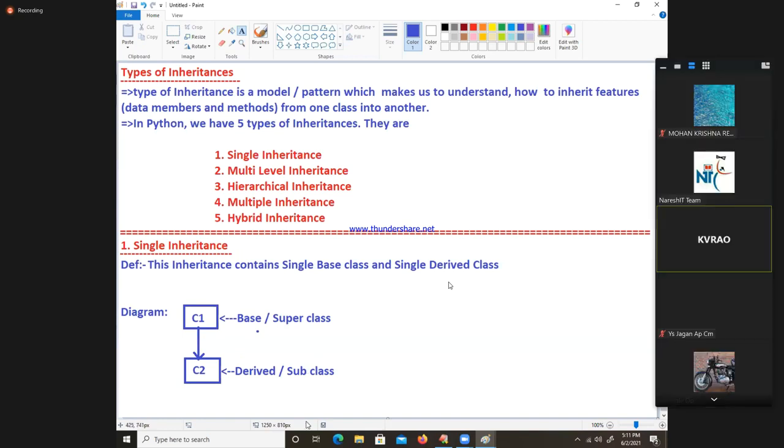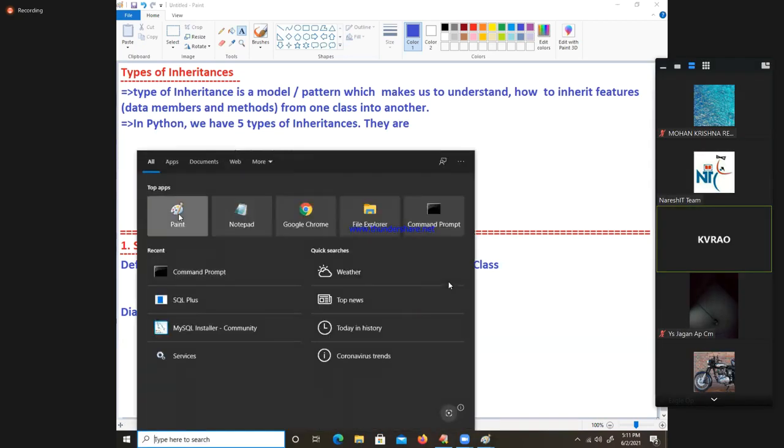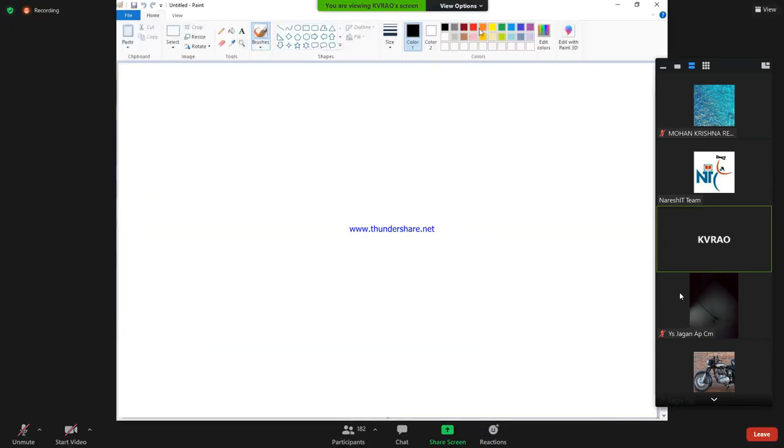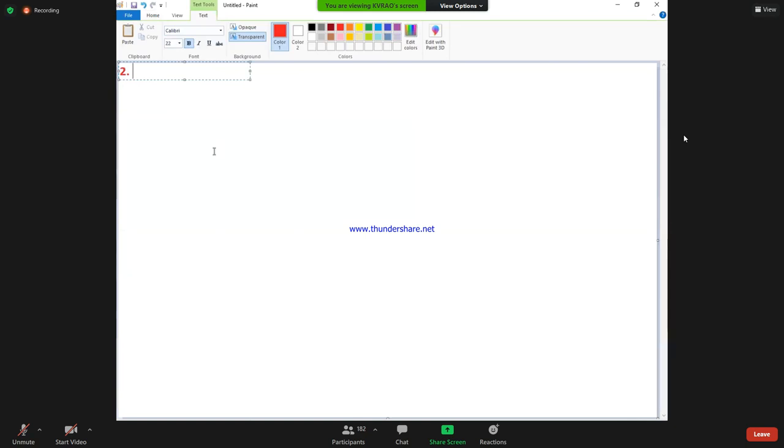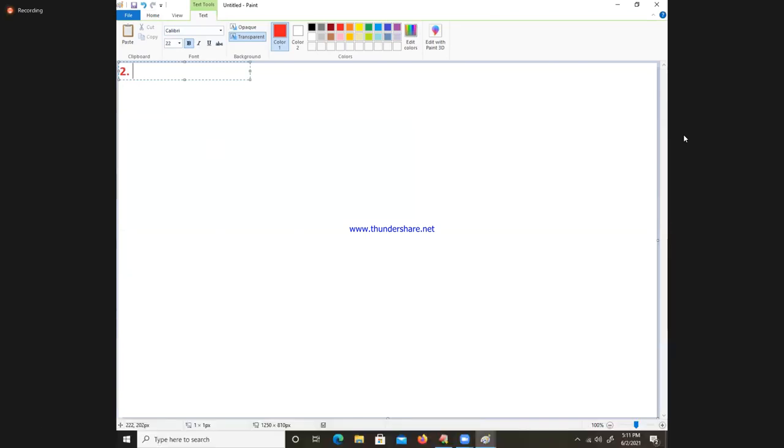Yes. Now I will go to the second level of inheritance. What is the second level? Now, multi-level inheritance. For each level of inheritance, I will explain the program. Don't worry, I will explain the program for it. So, I will go for multi-level inheritance.